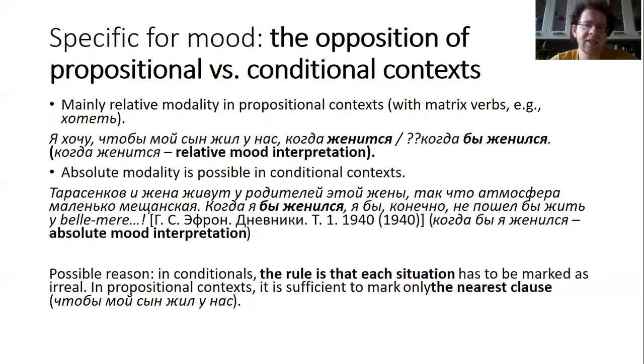By contrast, the same is possible in conditional context. You can say, когда бы я женился, я бы, конечно, не пошел бы жить у Бельмер. So in the deepest clause, когда бы я женился, has an absolute mood interpretation. The possible reason is that in conditionals, the rule is that each situation has to be marked as unreal. And if you have multiple embedded clauses, you can mark each of them as irreal, to use subjunctive in each of these clauses.